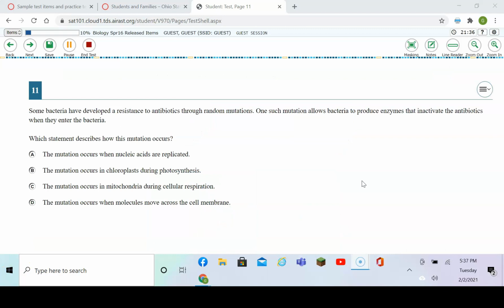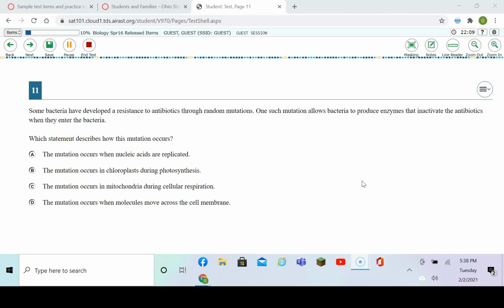Some bacteria have developed a resistance to antibiotics through random mutations. Remember, changes in the DNA. One such mutation allows bacteria to produce enzymes that inactivate the antibiotics when they enter the bacteria. So which statement describes how the mutation occurs? The mutation occurs when the nucleic acids are replicated. The mutation occurs in the chloroplast during photosynthesis. The mutation occurs in the mitochondria during cellular respiration.